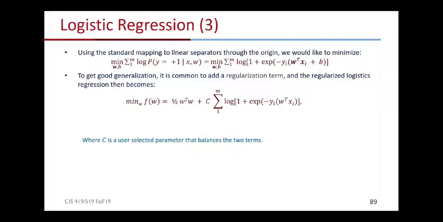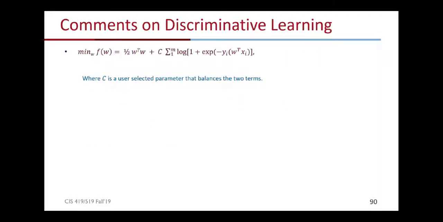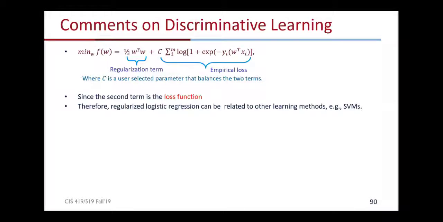And again, I'm also adding a constant, just like we've seen for the SVM case, that allows us to balance between the regularization parameters and the objective that we define. So just like before, we call this the regularization terms, and the other one is the empirical loss. And we have a new loss function, right?